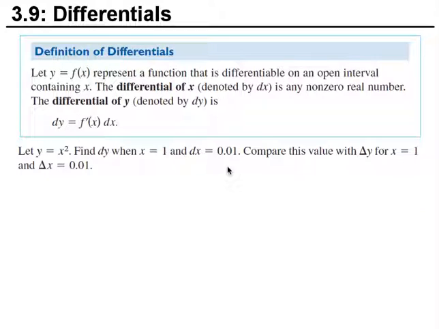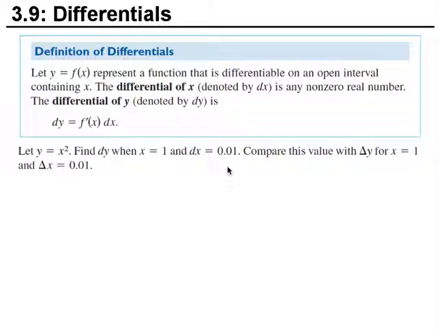So first of all, there's the definition of what a differential is. It says let y equal f of x represent a function that is differentiable on an open interval containing x. The differential of x is denoted by dx, and that's pretty important. It's any non-zero real number. The differential of y is denoted by dy, and that's what it's defined as being: dy equals f prime of x dx.